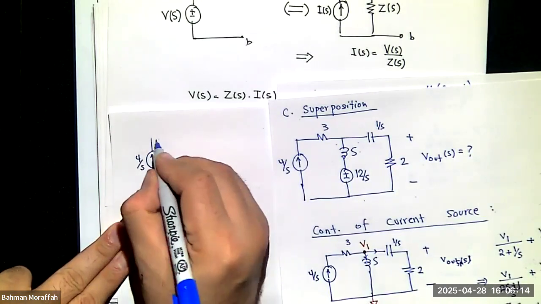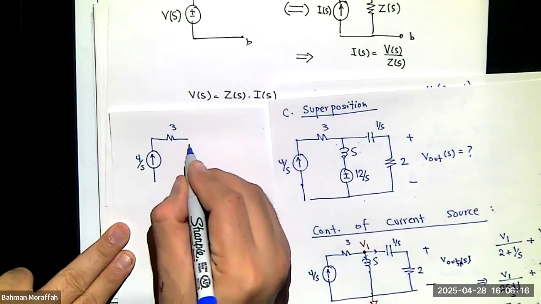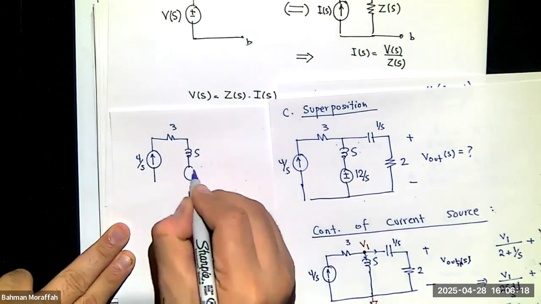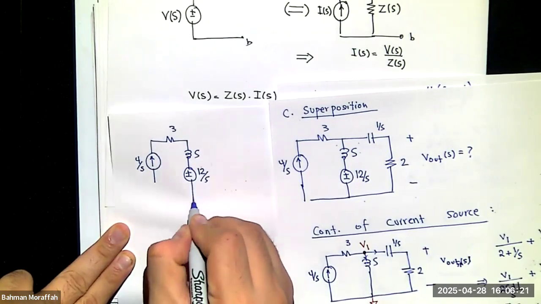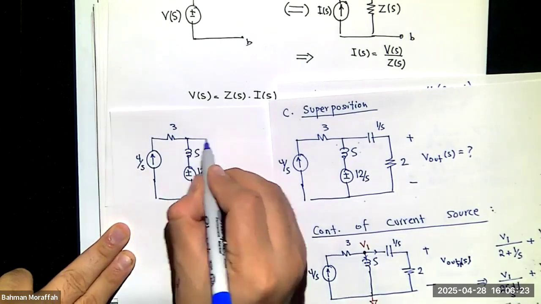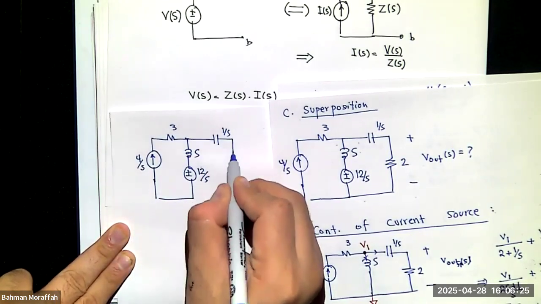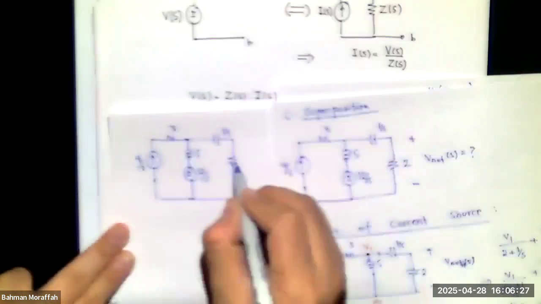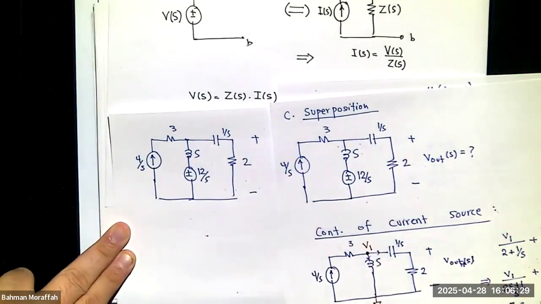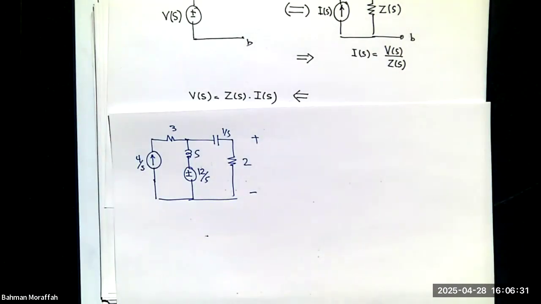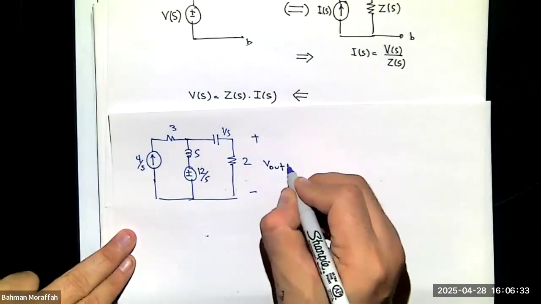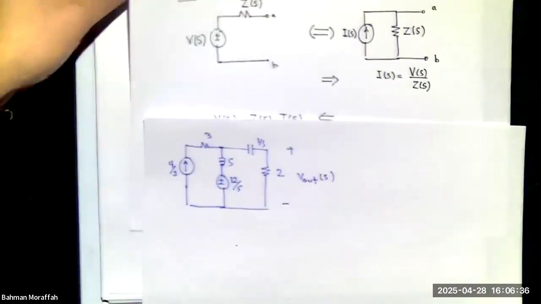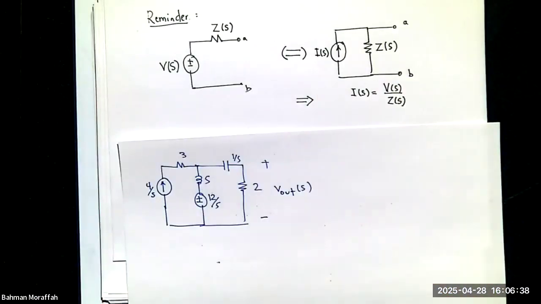I have 4 over S, 3, S, 12 over S, 1 over S, and 2, and this is V. Well, how can I apply this?